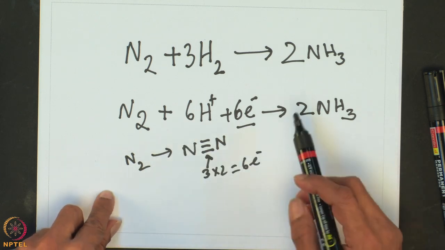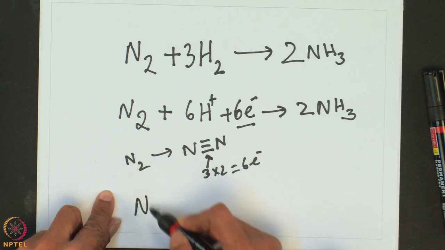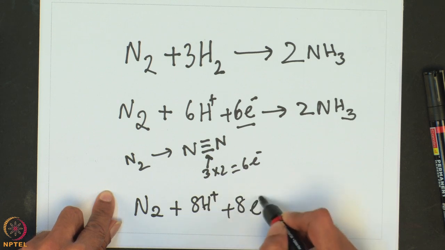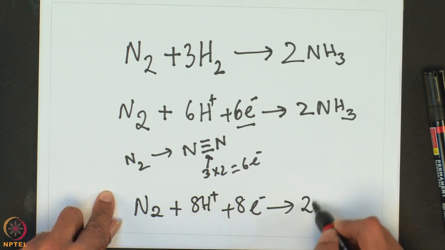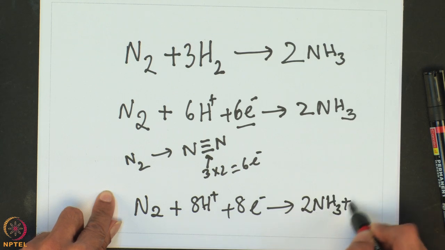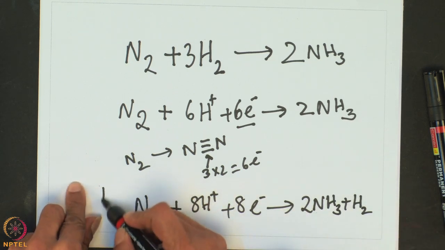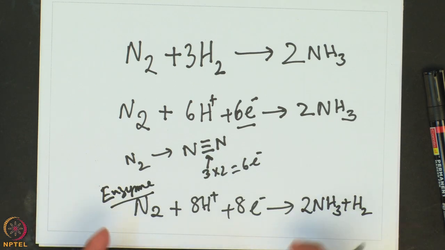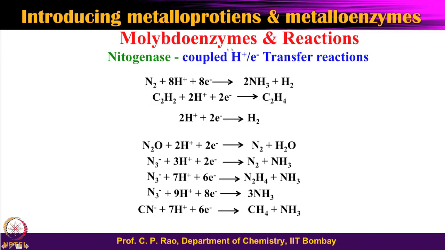So this is the reaction, but the reaction that we saw in the case of the enzyme is N2 plus 8H+ plus 8 electrons giving rise to 2NH3 plus H2. This is in the enzyme. This is basically because the initial protons are reduced to hydrogen gas. In this case, as you can see, 2H+ plus 2 electrons give hydrogen gas, and once the hydrogen gas leaves the active site, then the nitrogen gets activated.